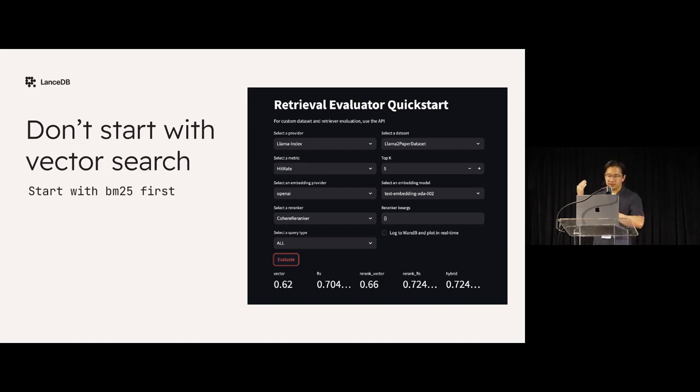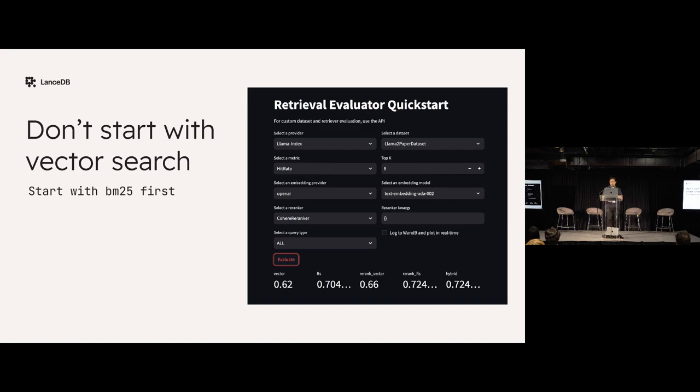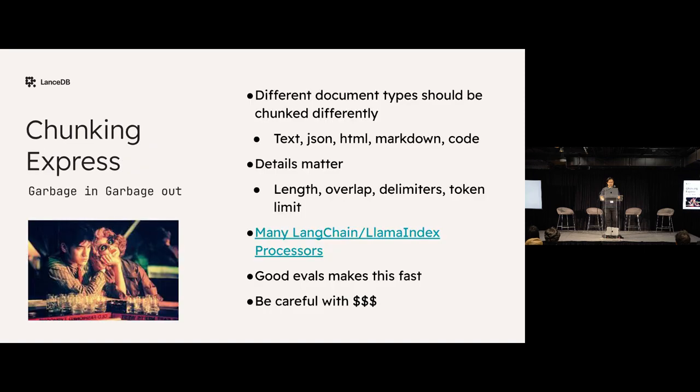In this screenshot, you can see us using Llama Index with the Llama 2 paper data set, and we benchmarked using different retrieval techniques. You can see that the FTS here, full text search, actually does better than vector search. I'm kind of giving spoilers on re-ranking and hybrid, but you'll see a little bit more in this presentation.